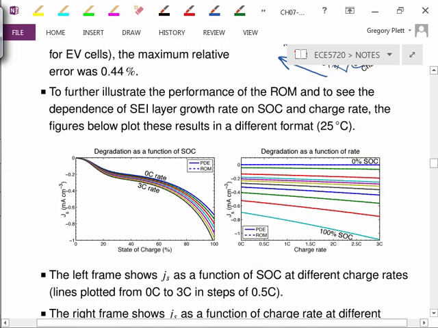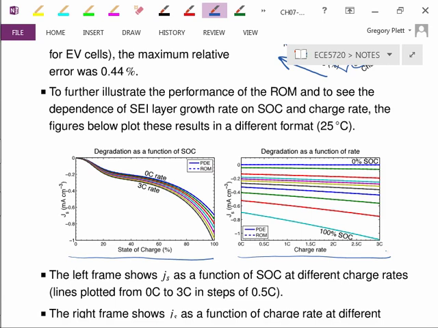So these results I'm plotting here are slices through that three-dimensional plot that was on the top of the prior page. So these are slices when state of charge varies for different C rates, and these are slices for different C rates at different SOC values, so you can kind of see what the profile of that 3D plot looks like when I take these different cross sections.